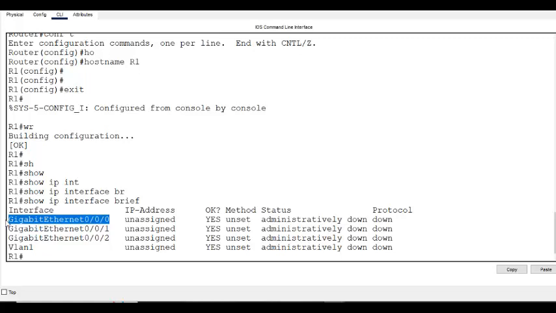Loopback interface is different from loopback address. Long back, when we were in IP addressing class, you learned loopback address, the address starting with 127. That is for self-diagnostic test, to check whether your OSI layers are working on your device. Now we are talking about loopback interface, the interface that is logically connected.